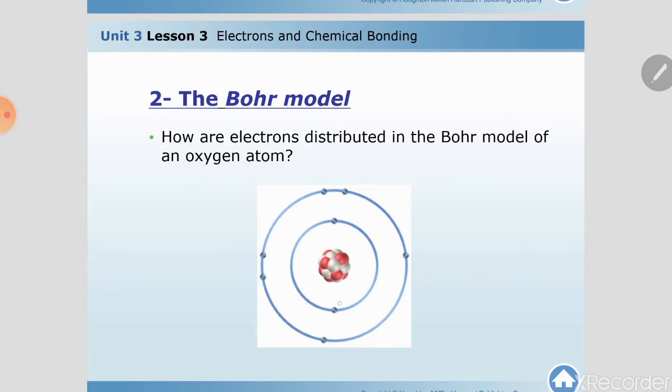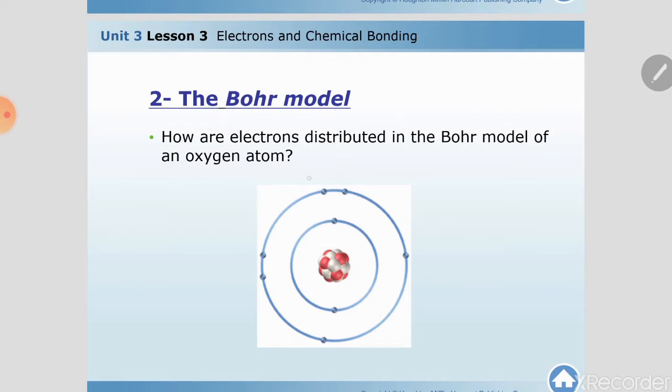It shows how the electrons are distributed. Here we have the first energy level, which is the nearest to the nucleus. It has only two. Then the rest, as you see here, 2, 3, 4, 5, 6, 7, 8. So which atom is this? This is the oxygen atom that has 8 electrons.